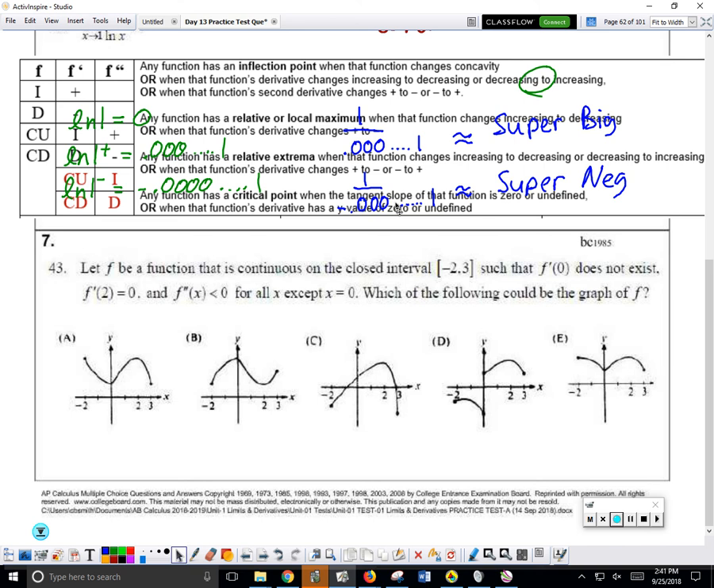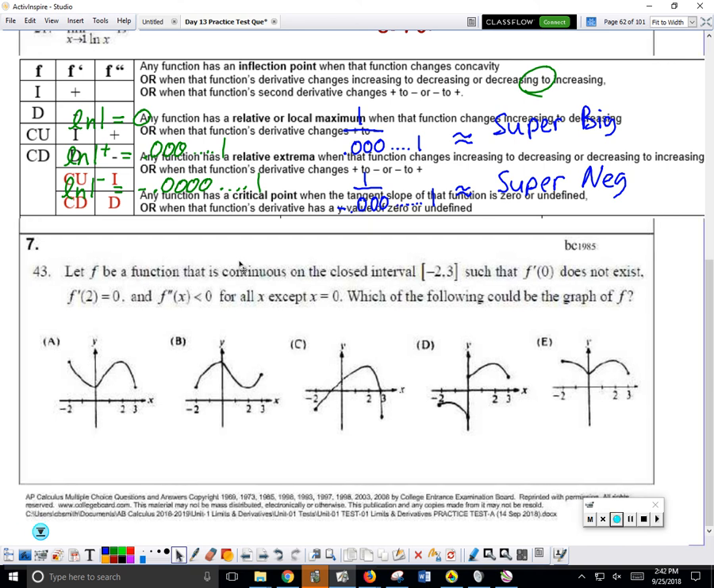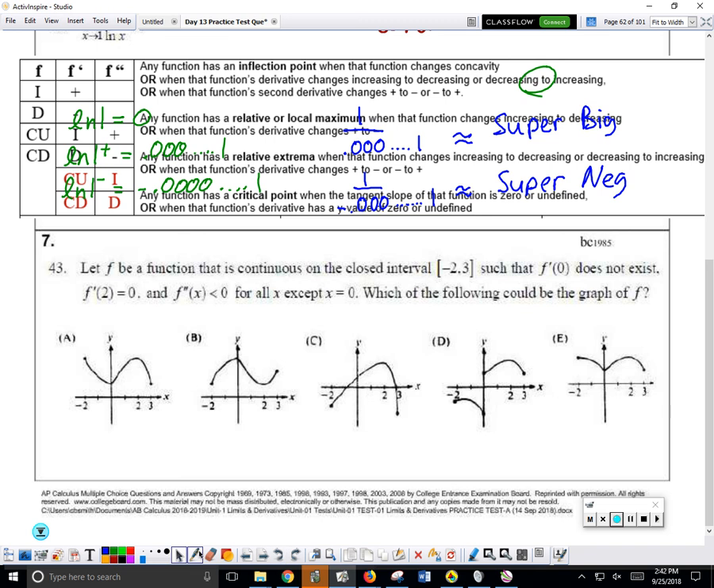Good. Let me just restate it so the video can hear it. So f has to be continuous, so it absolutely cannot be d. Keep going, Taylor. And then f prime of 0 doesn't exist. And then f prime of 2 is 0, so there's a tangent slope at (2, 0) on f.